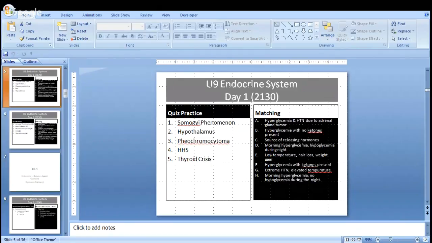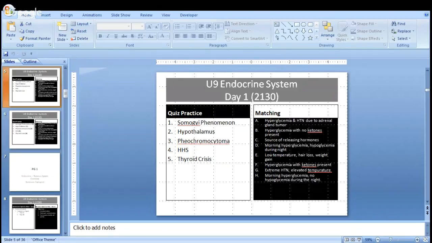So this is more for Tanner then. Do you know any of these, Tanner? Addie, go ahead and look over these with him. Somogyi phenomenon, hypothalamus, pheochromocytoma, HHS, thyroid crisis. Some of these things you may know from anatomy and physiology.